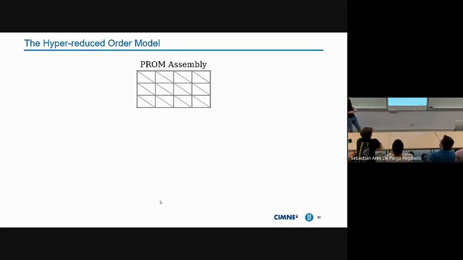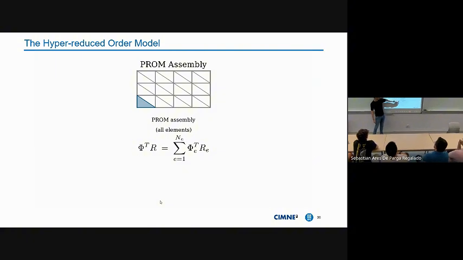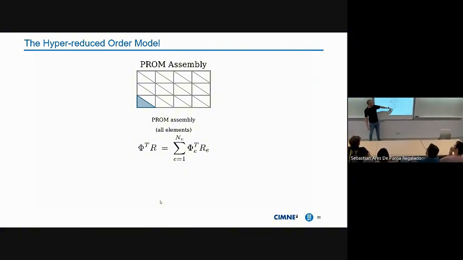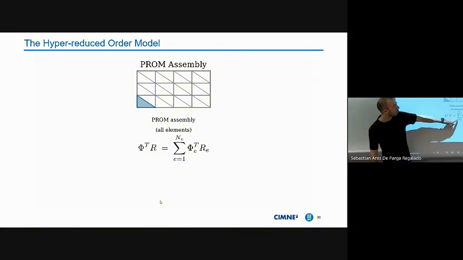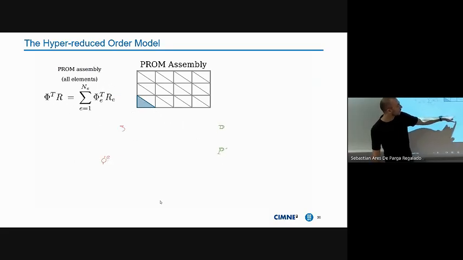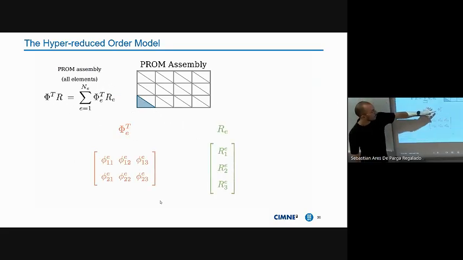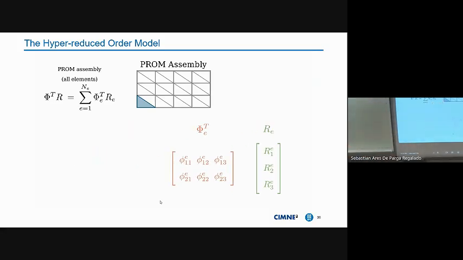Maybe it's better if we explain it like this. You have a finite element model, so this is already the projection version of the model, where phi transpose R is going to be defined as a sum over all the elements. You will find a small basis for each element, of the size of the number of modes times the degrees of freedom of your problem. And you have the corresponding right-hand side of this elemental quantity.